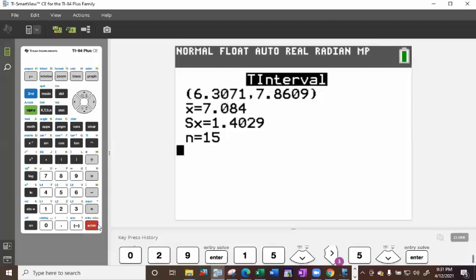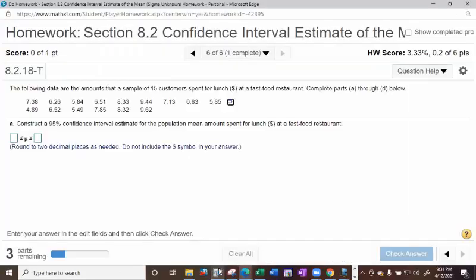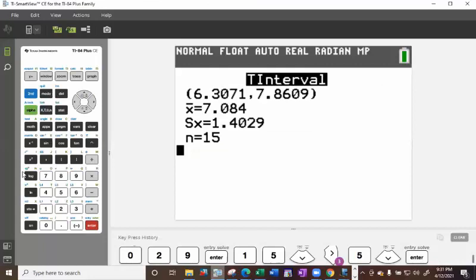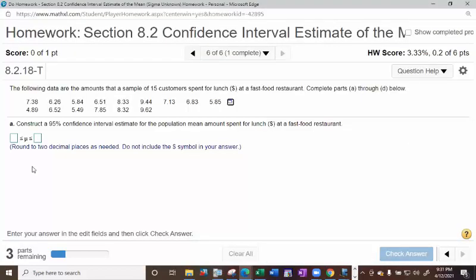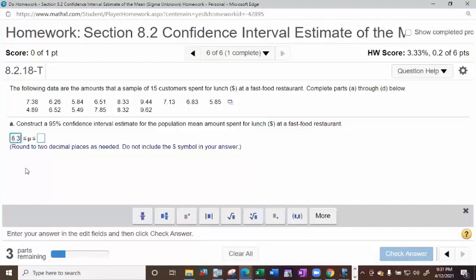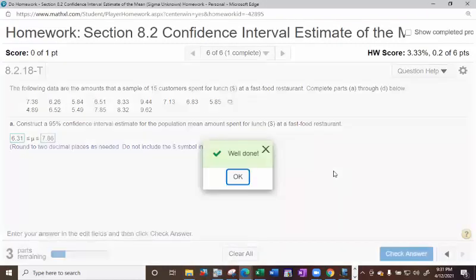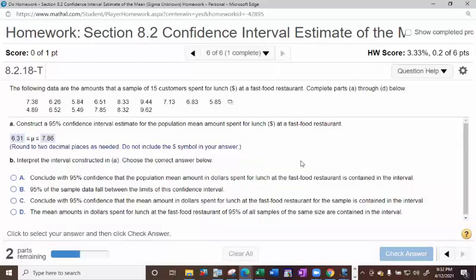Here we go. Two decimal places. 6.31. 7.86. There we go. So there's your choice on how you do that.